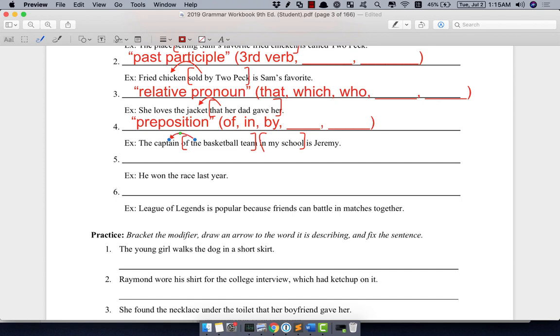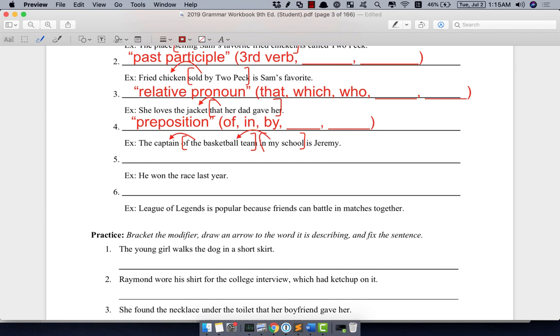Okay, next. There's another modifier phrase here, in my school. So, does in my school describe Jeremy or basketball team or captain? The answer is 3, 2, 1. Basketball team, of course. Why? Because basketball team is the closest to in my school. So draw an arrow from in my school to the basketball team, like so.